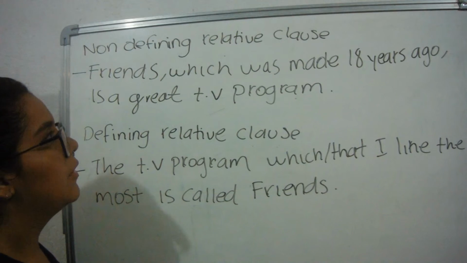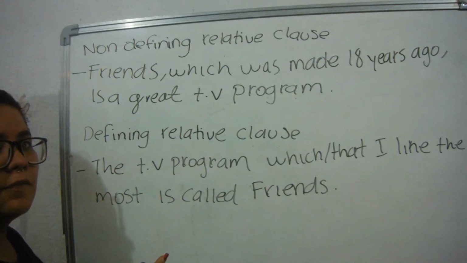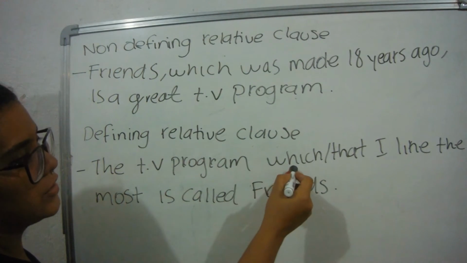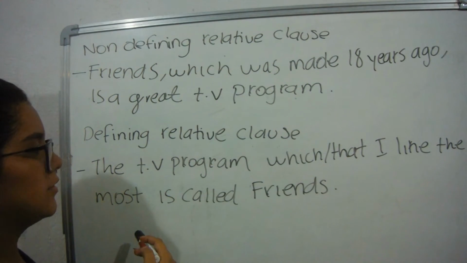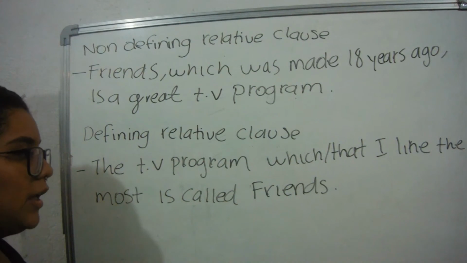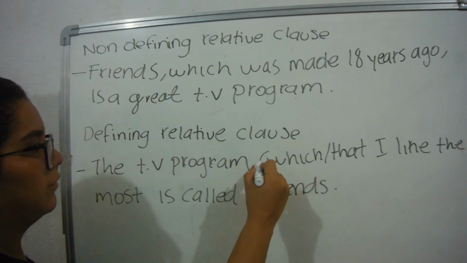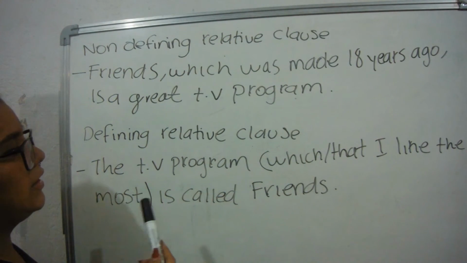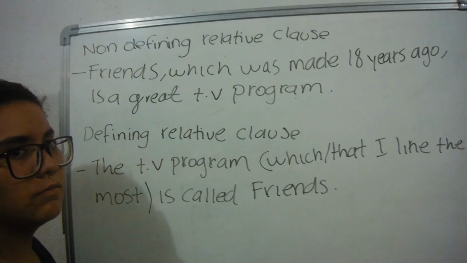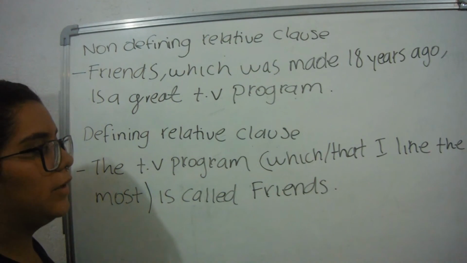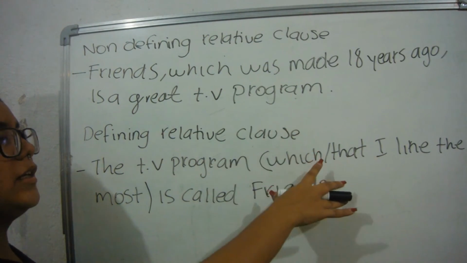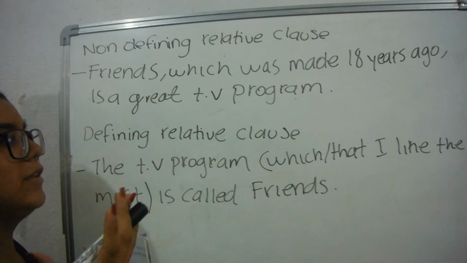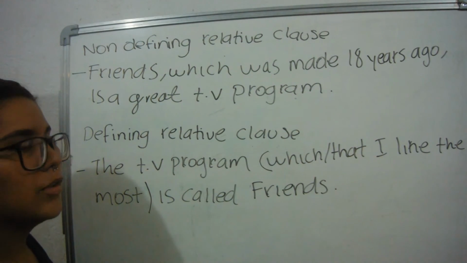But in the defining relative clause, the sentence says, the TV program which or that I like the most is called Friends. If we take out this part of the sentence, it says the TV program is called Friends. But which one? So we need this part of the sentence to make it clear that it is the TV program that you like the most.